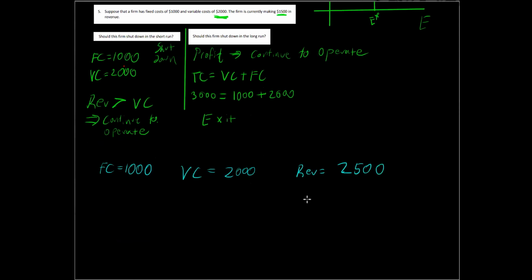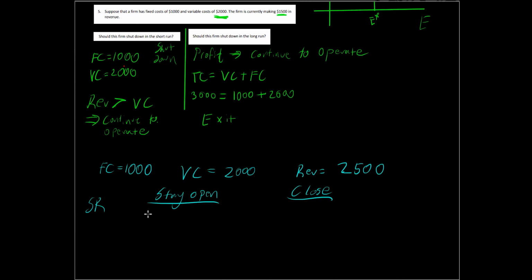Just to illustrate this concept, because for this firm the revenue is greater than variable costs, they should continue to operate. But let's demonstrate why that is by calculating this firm's profits, or in this case, losses, under each scenario. So we're still talking about just the short run in both of these cases. If they stay open and if they close.